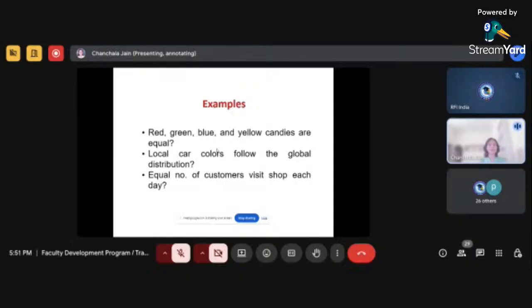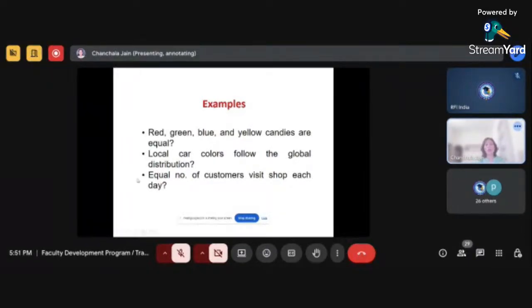Second example says local car colors follow the global distribution, right? So maybe we can observe now that usually we are watching or finding that there are more white or black colored cars running on the roads and all, right? So that way we can check the distribution of the car colors, and we can check whether it is following the global distribution or not.